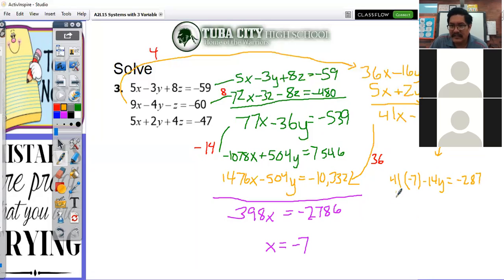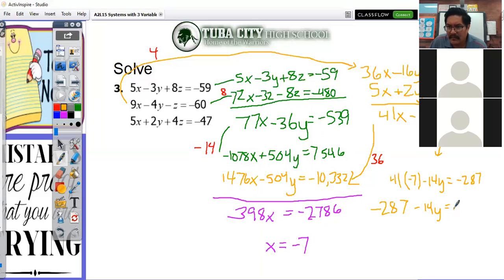All right, so everything's the same. I just dropped in negative 7 in there. So 7 times 1 is 7. And 7 times 4 is 28. So 287 minus 14y equals.